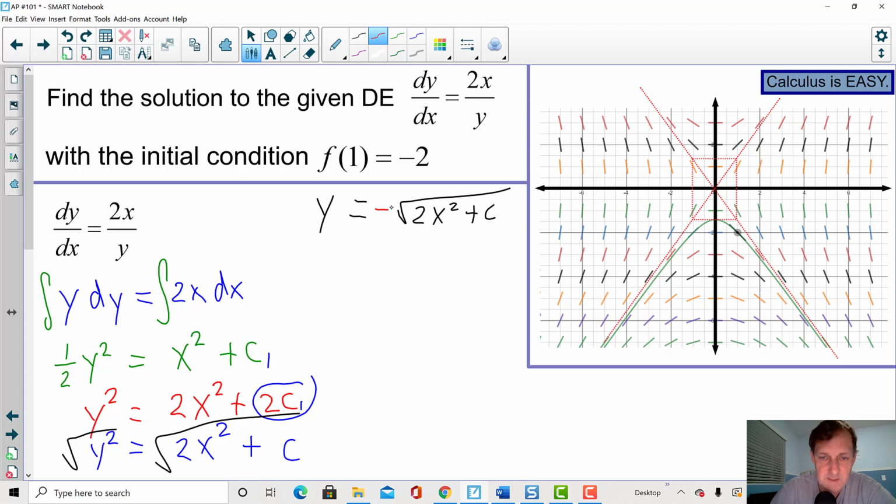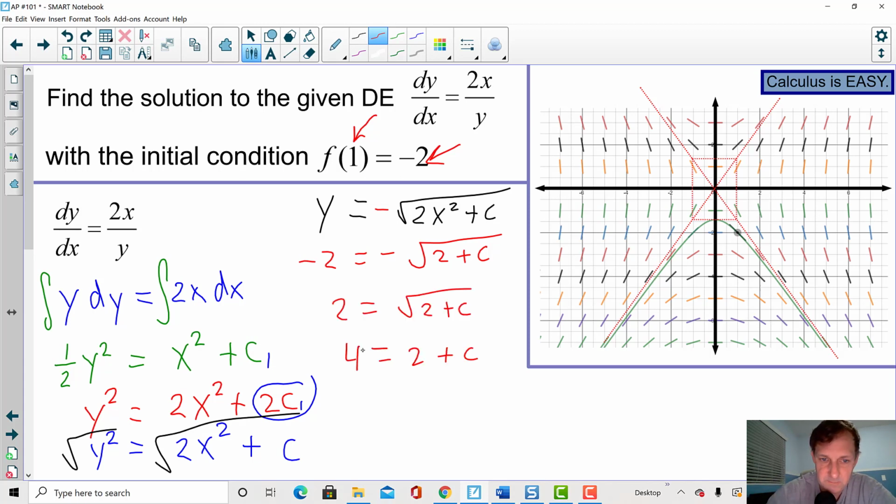And we're going to use that same point to solve for our c. So when x is 1, y is negative 2. We can solve this by multiplying both sides by negative 1. We can square both sides, and then subtract 2 from both sides. So we get that c is equal to 2. And we can plug it in, and then we're basically done.